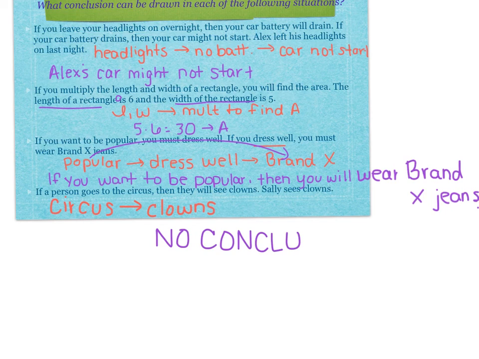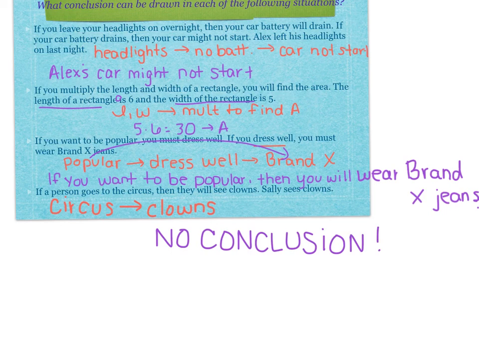Maybe she is seeing clowns at a parade. Maybe she is seeing clowns in her nightmares. Maybe she is seeing clowns in her head. I don't know. But just because she sees clowns, we don't know for sure that she went to the circus, because that goes against the direction of our conditional. So that last one is no conclusion, and that is a possible outcome, is that you don't have a conclusion you can make.